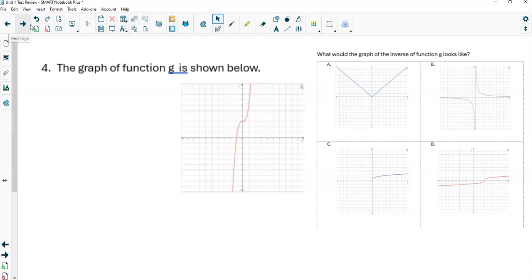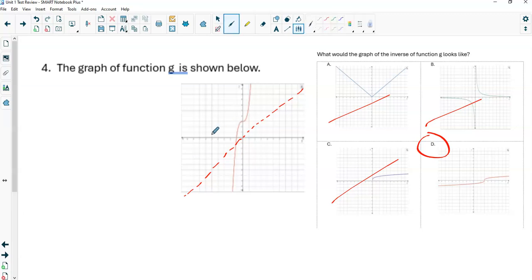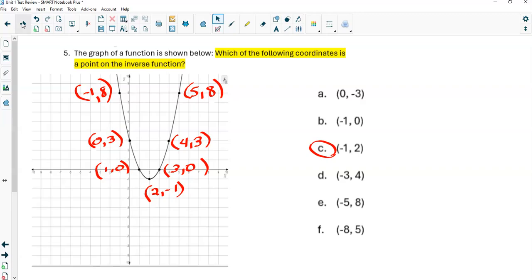Moving on. The graph of function g is shown below. So they show you a graph. What would be the graph of the inverse of function g look like? Well, it has to look like the mirror of it across this line. So if that is true, that means it must look exactly like that. This doesn't look like it, this doesn't look like it, this doesn't look like it. Voila, it must be that one. Notice it's going to be down here like this. So it's a mirror of this one. All right, so D, number 4 is pretty simple.